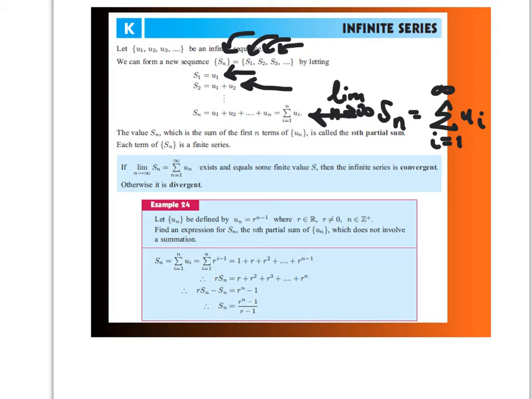So the value S of n, which is the sum of the first n terms, is called the nth partial sum. And like this says right here, if we take the limit as n goes to infinity, that becomes the infinite series. And it's either convergent or it's divergent. So we're going to look at how we can analyze which one is which. I'm going to skip this example 24. I don't find it all that useful right now. I'm going to move on to how the divergence test comes out of this.